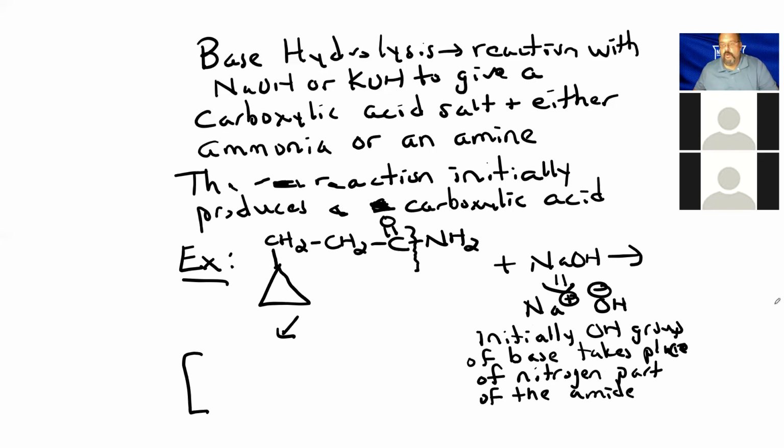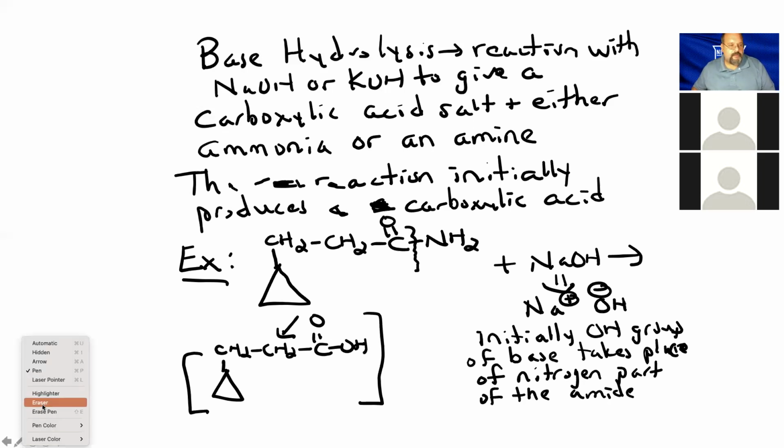Okay. So the OH group of the base takes the place of the nitrogen part of the amide. The nitrogen part's going to come out, and we're going to replace it with the OH group of the base. So if you think about it, and we draw it, now the C double bond O is going to be connected to OH. What type of compound is that? That, of course, is a carboxylic acid. So that's how we're going to get our initial carboxylic acid.